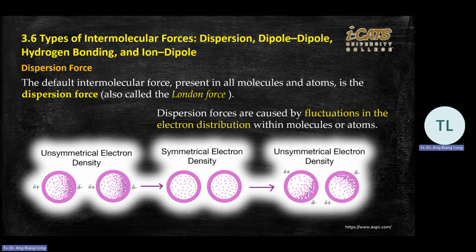The first type, on the left, is called unsymmetrical or asymmetrical, which means unbalanced. Symmetrical means balanced, but asymmetrical means unbalanced. So unbalanced density means you have a positive side and a negative side. These are the examples. Then the symmetrical electron density in the middle diagram, you see the distribution is quite balanced.